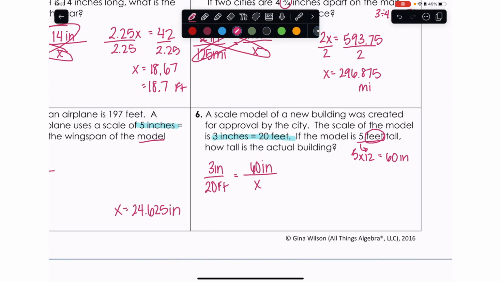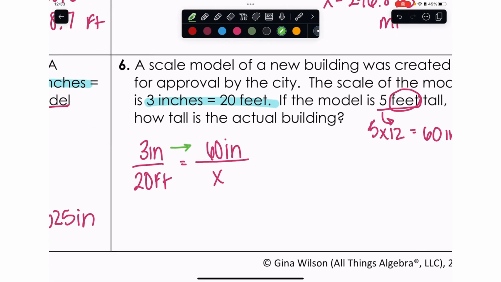So then we can cross multiply, or you can use your shortcut. I can use my shortcut here. 3 times what gives me 60? What am I multiplying that 3 by? 20. By 20. So if you caught that, great. You can multiply the 20 by 20 on the bottom to get 400 feet.